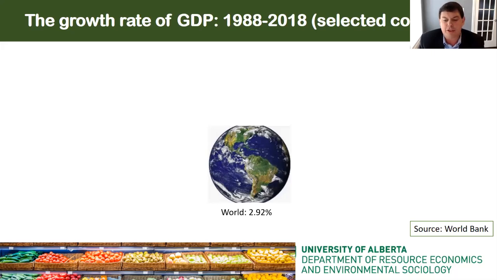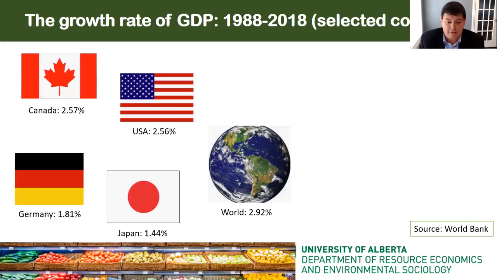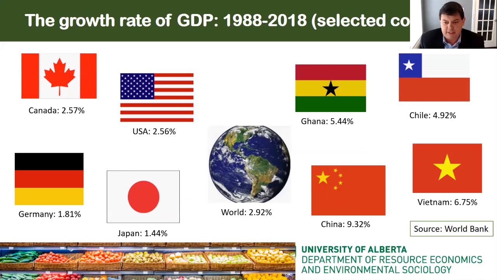So when we put all countries of the world together and look at the value of that production, it's growing just under 3%. Of course, this is an average. We're going to have countries growing slower than average and faster than average. Many of the countries growing slower than the world are developed countries, like Canada growing at 2.57%, which is really similar to the US growth rate. We have countries like Germany and Japan growing much slower than the world. And we have developing countries like Chile in South America or Ghana in Africa, and Asian countries like Vietnam and China that are growing much, much faster than the world.